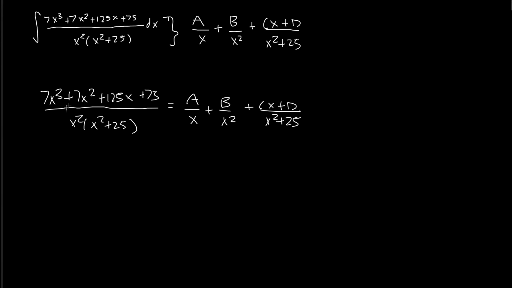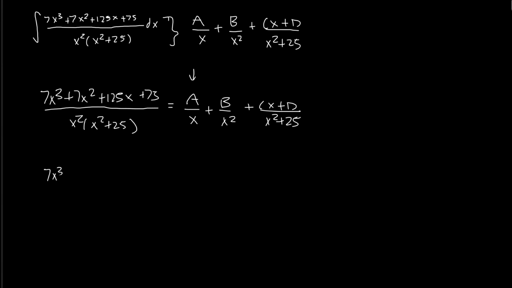And in order to eliminate this denominator, we need to multiply each of these terms such that the denominator is equivalent to x squared times x squared plus 25. So in the case of this first term here, that's going to involve multiplying by x and x squared plus 25, because there's a missing x here for that x squared. For the B, we're just going to be multiplying by the x squared plus 25, and then finally for Cx plus D, it's just going to be by x squared.